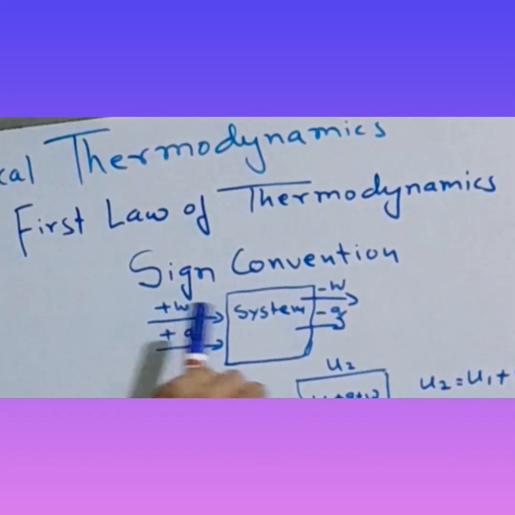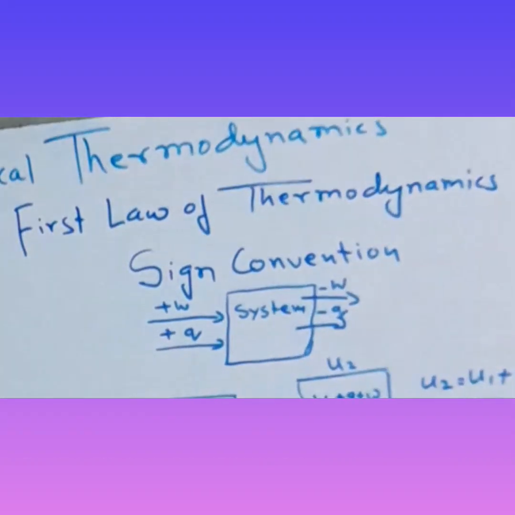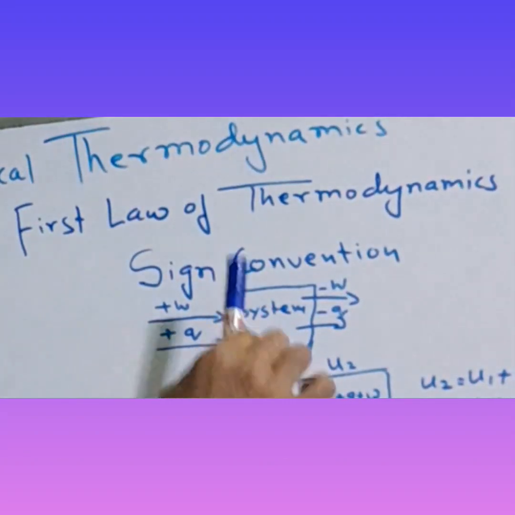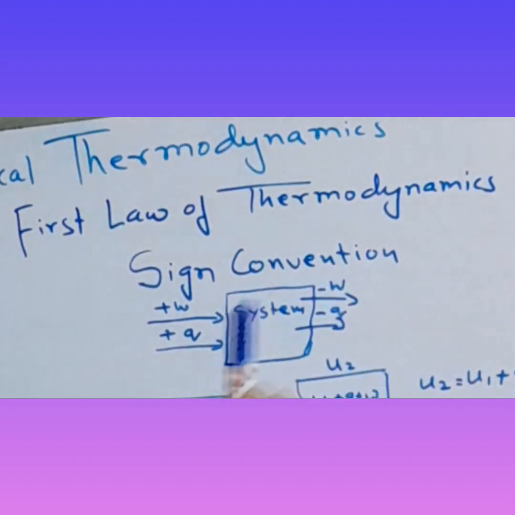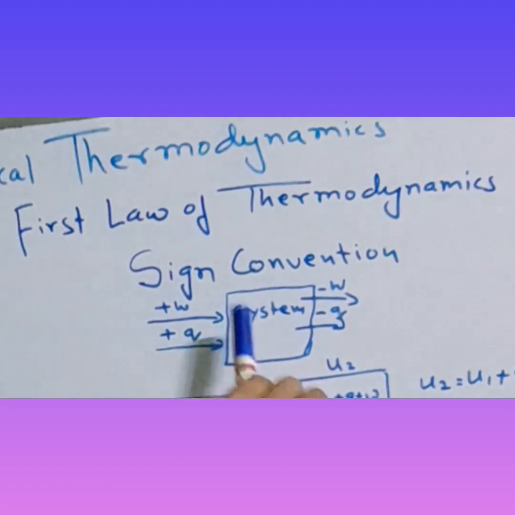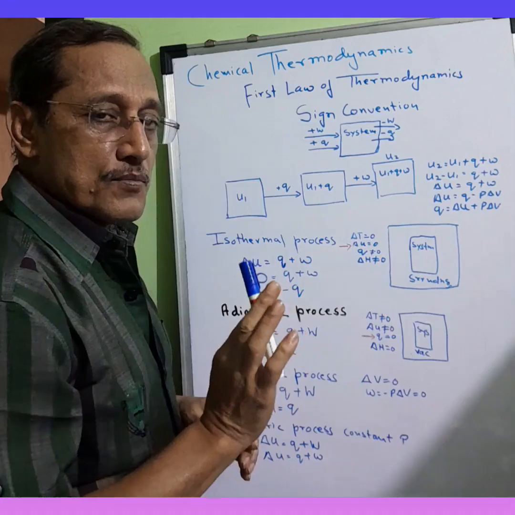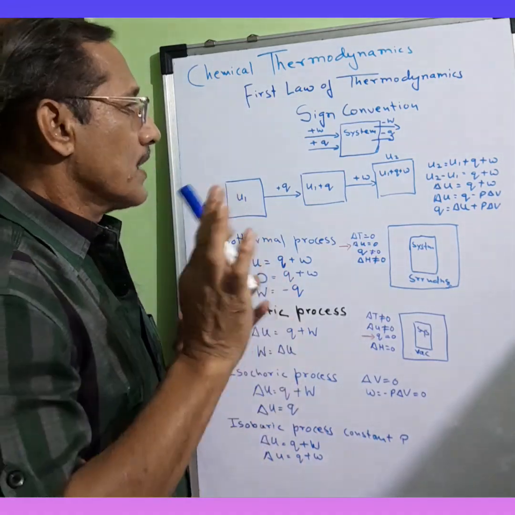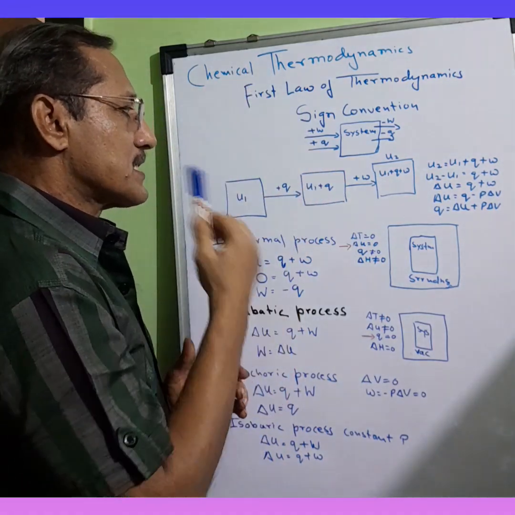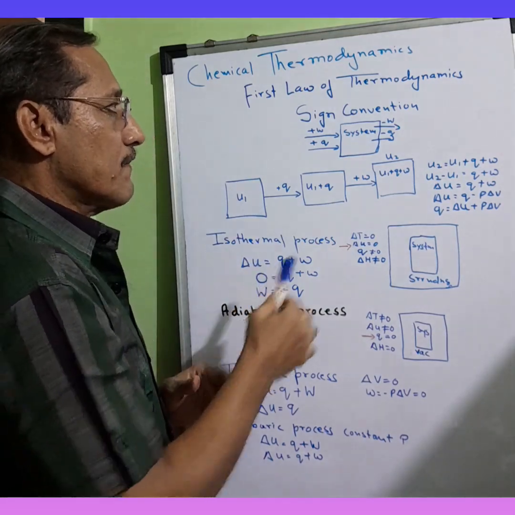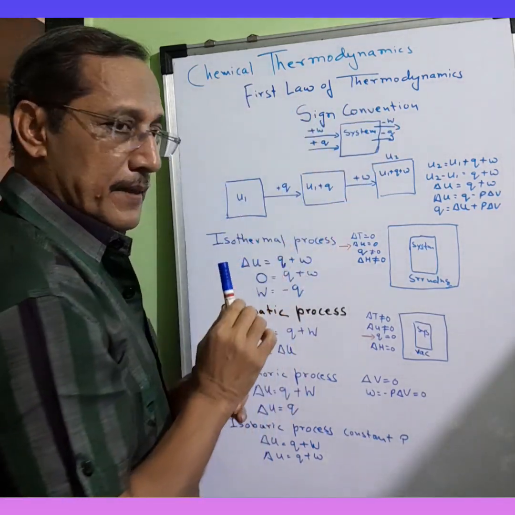If heat is provided to the system, it is positive. But if the system does work on the surroundings, then it is assumed to be negative. And if it is supplying heat to the surroundings, then also it is assumed to be negative. Fine. With these sign conventions, let us proceed towards the derivation of the first law of thermodynamics.